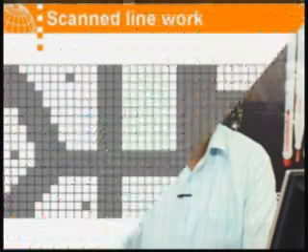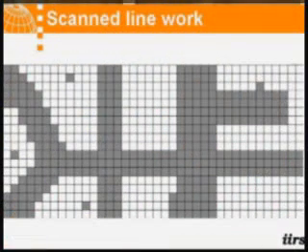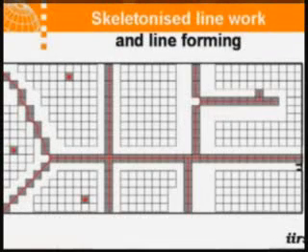You see this is the number of cells, the scanned line work, how it looks, and then you basically are skeletonizing, removing all the cells, only leaving the central cells. So that way your lines are vectorized. Whatever red color you are seeing, that is the vectorized line.